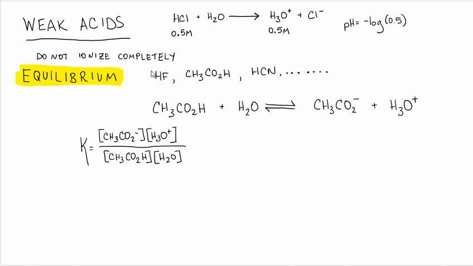Now, we're going to do something a little fancy here. Let's talk about the concentration of water. Water is the solvent. We have massive quantities of water all over the place. And basically, the concentration of water can be thought of to be about 55.5 molar. That's gigantic. That's huge. We're never going to have anything that's 55 molar. So it is in gigantic excess compared to the acetic acid.